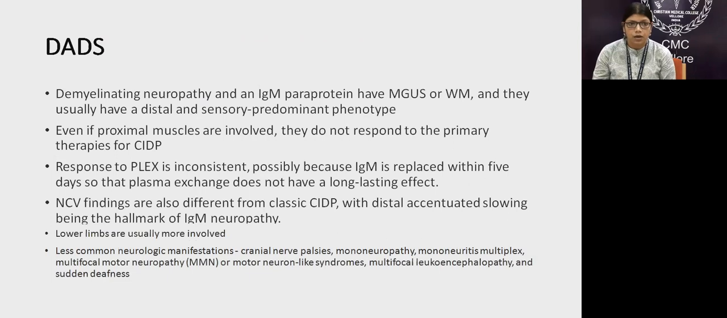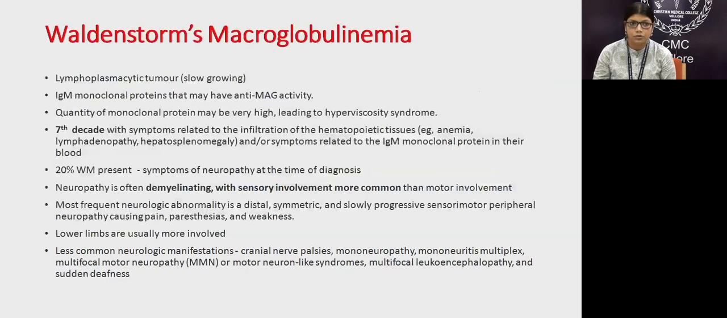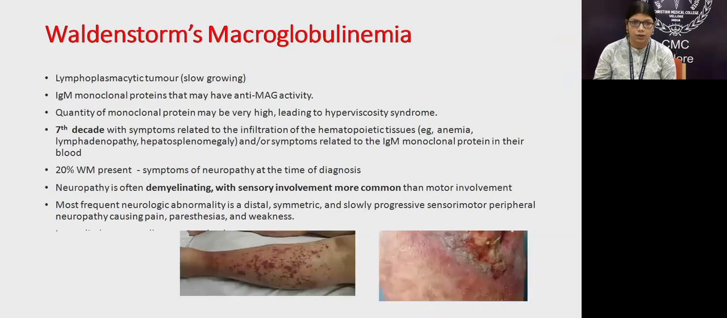plasma exchange. Waldenstrom's macroglobulinemia is a lymphoplasmacytic tumor, usually presenting in the 7th decade, and the classical presentation of neuropathy in them is demyelinating with sensory involvement more common than motor, with lower limb involvement frequently seen, causing more of sensory paresthesias than weakness.